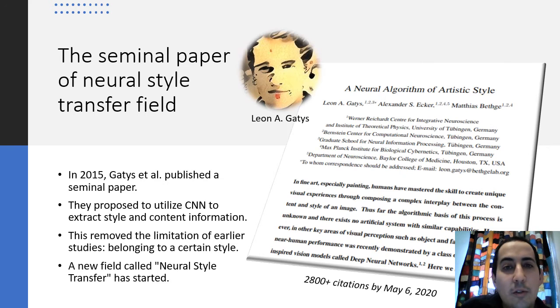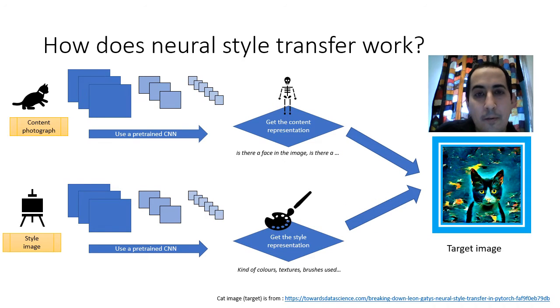The groundbreaking part of this study is that it is not limited to certain artistic style, and this idea starts the field of NST, neural style transfer. Gatys et al. used a pre-trained CNN network. The content and style images are provided to this network separately.